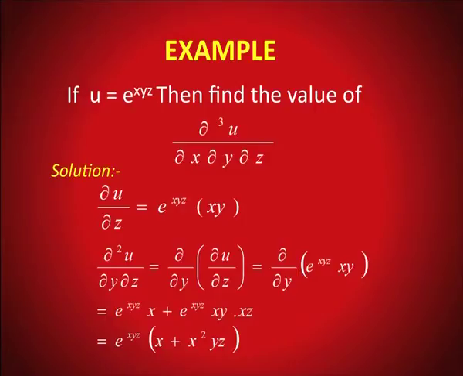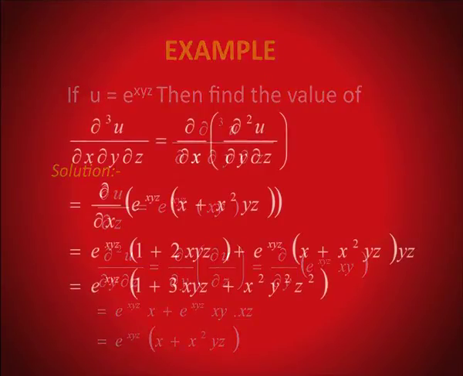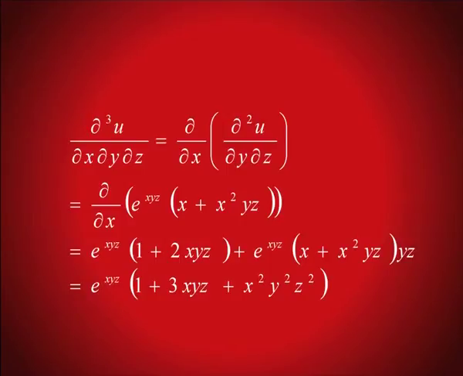Then ∂²u/∂y∂z can be obtained as ∂/∂y of ∂u/∂z, that is equal to ∂/∂y of e^(xyz) multiplied by xy, that is equal to e^(xyz) multiplied by x plus e^(xyz) multiplied by xy multiplied by xz, that is equal to e^(xyz) multiplied by (x + x²yz).